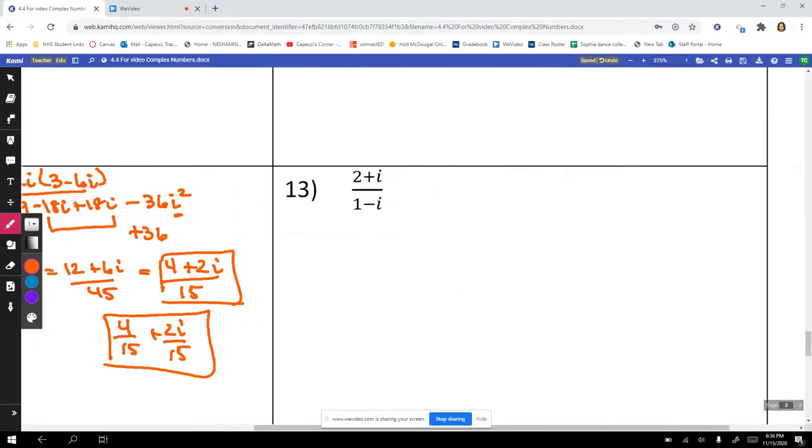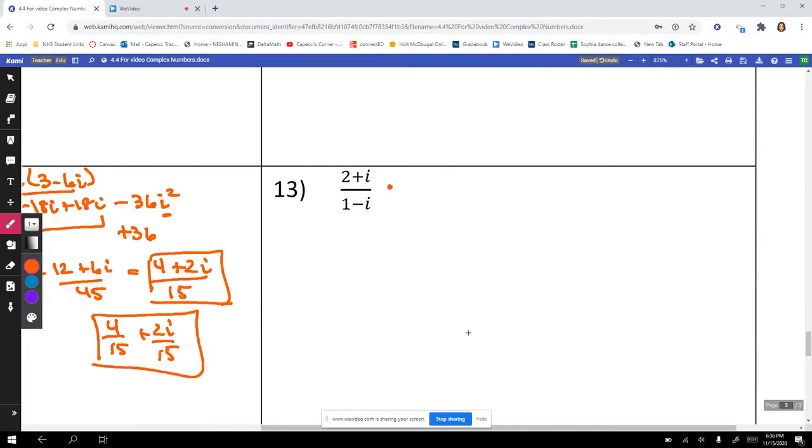All right, let's do another one, multiplying by the conjugate. Again, this is going to be 1 plus i over 1 plus i. This time I have another binomial on the top, so I'm going to use FOIL. So it gives me 2. My outside is 2i. My inside is i. And my last is i squared. All over 1 times 1 is 1. My outside is i. My inside is minus i. And my last is minus i squared.